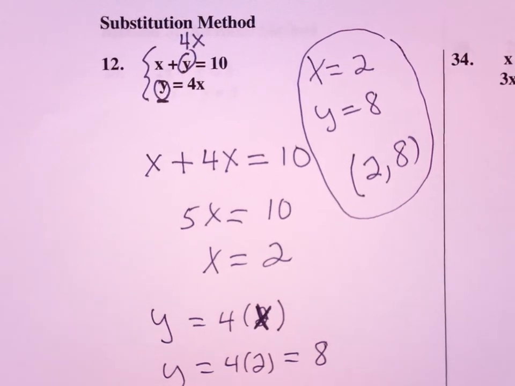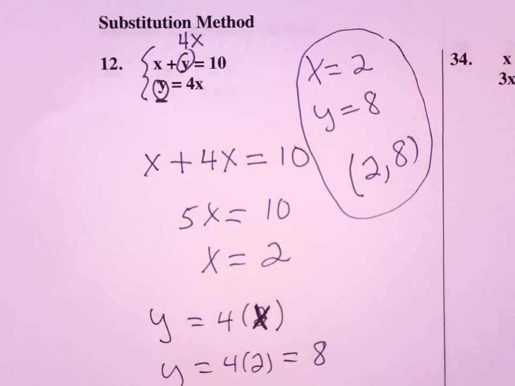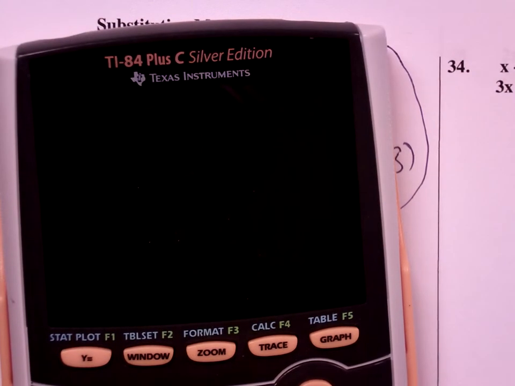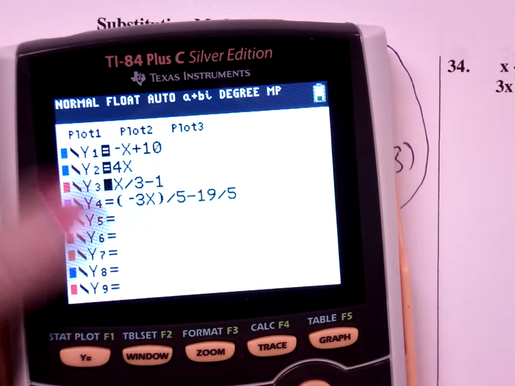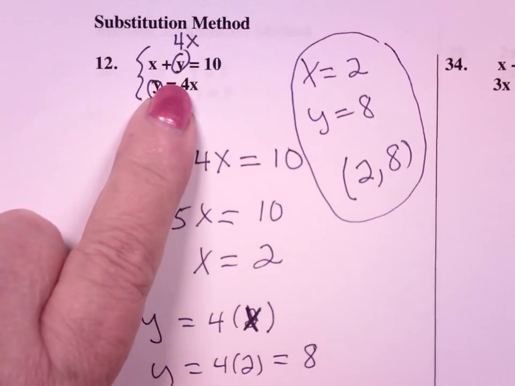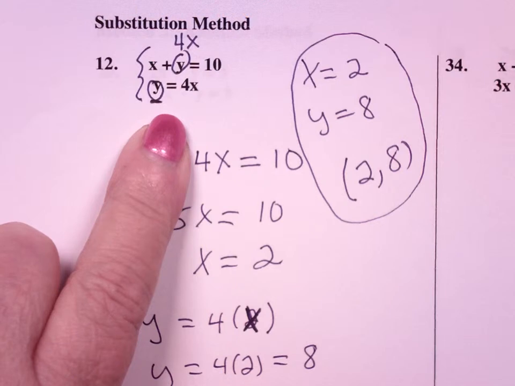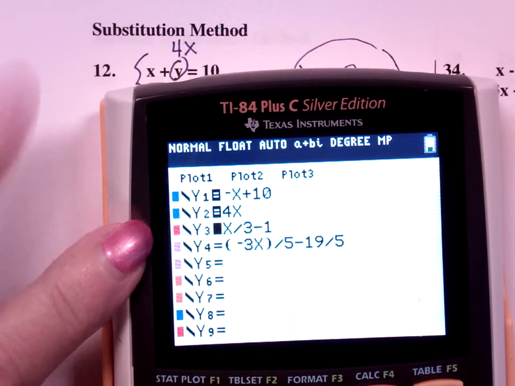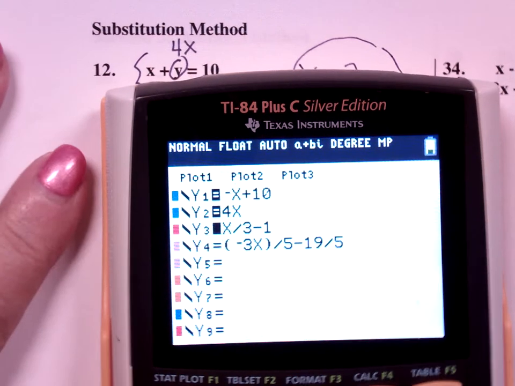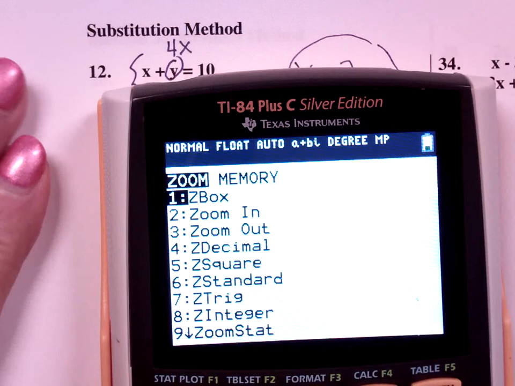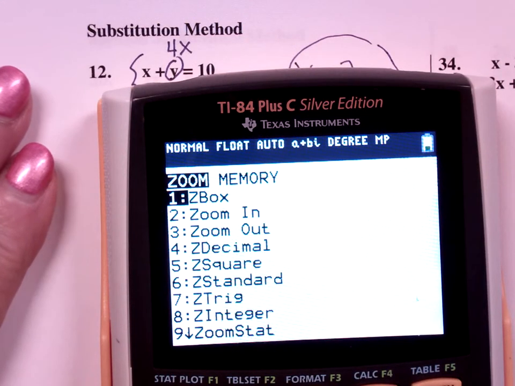Now I input those two into my calculator. I solved the first one for y. y is equal to minus x plus 10, and then y is equal to 4x. And that's what I put in my calculator into y1 and y2. And then I'm going to do a zoom standard. This gives me minus 10, 10, minus 10, 10.